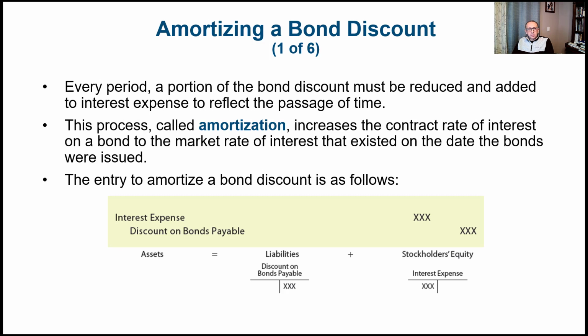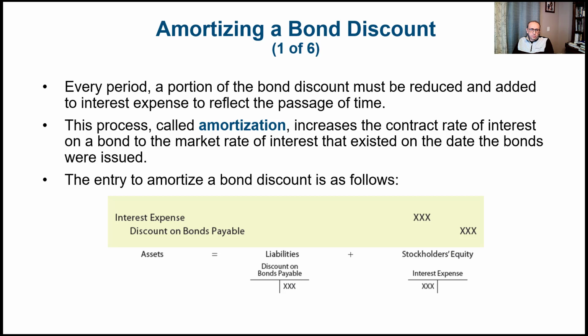So let's see how we're going to record that. Every period, a portion of the bond discount must be reduced and added to interest expense to reflect the passage of time. And that's how we deal with the amortization of the bond discount. The process called amortization adjusts the contract rate of interest on a bond to the market rate of interest that existed on the date the bonds were issued.